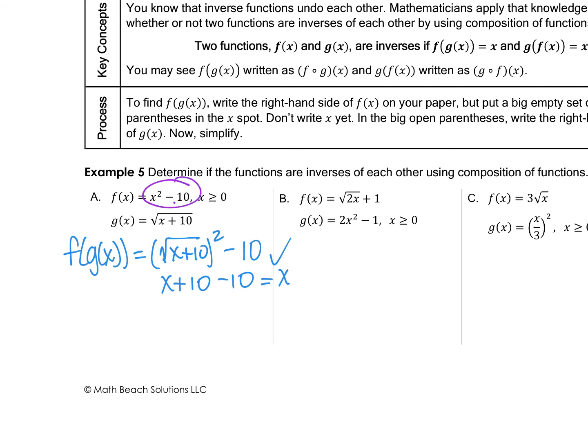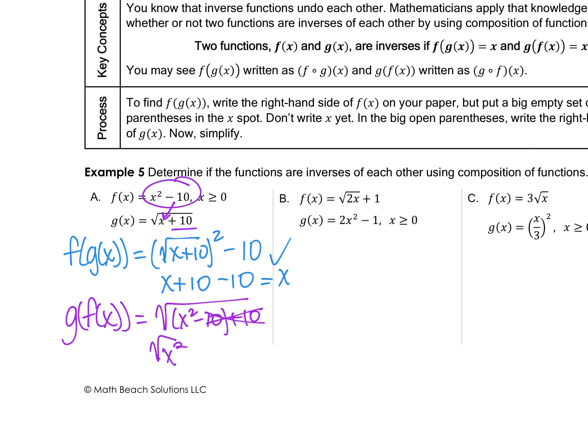And then doing the opposite. Now I take this one, plug it in for this x. So I have g of f of x. I have a square root. In place of x, I'm putting x squared minus 10, and then I have the plus 10. Notice the 10's cancel, square root of x squared equals x. So yes, these are inverses of each other. So remember, composite functions, you take one function, plug it into the other, and then vice versa to make sure that it gives you an x.